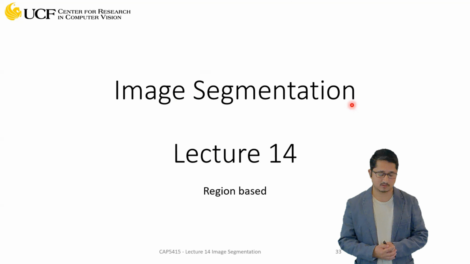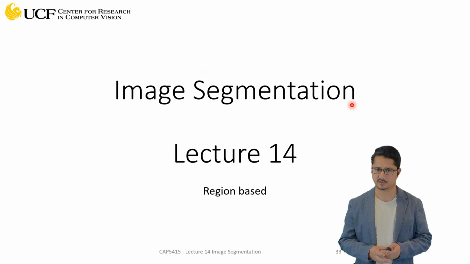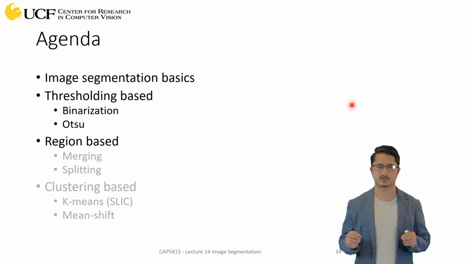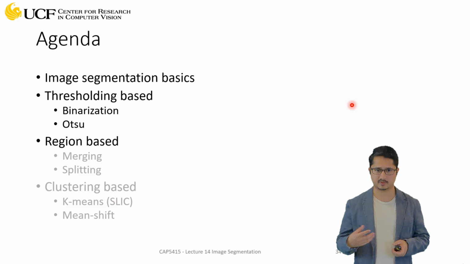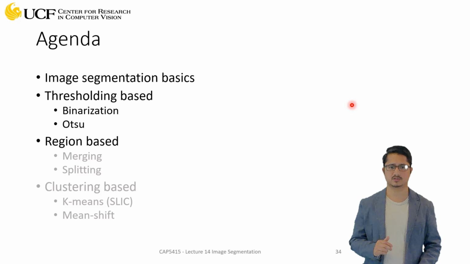So next, let's move on to the next segment. In this one, we're going to talk about region-based approaches for image segmentation, and we'll cover two different approaches. The first one is we will try to merge different pixels to grow these regions. And the second is a top-down approach where we'll try to split different regions to create these smaller segments. Both are kind of reverse of each other.